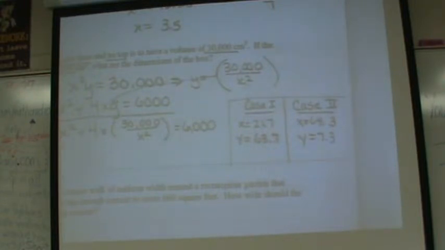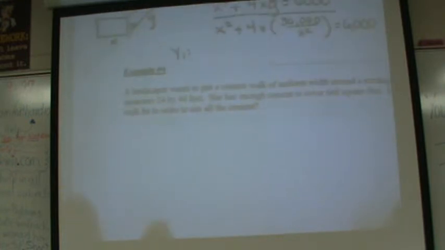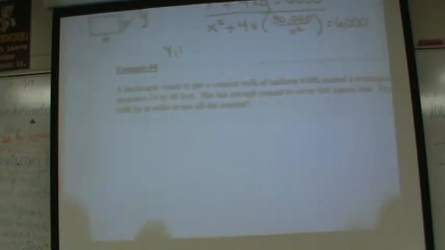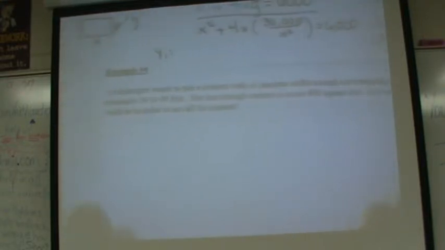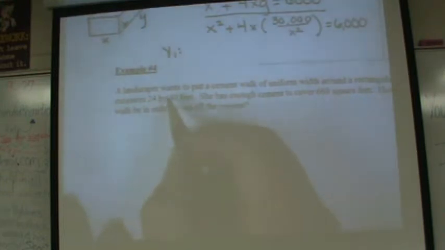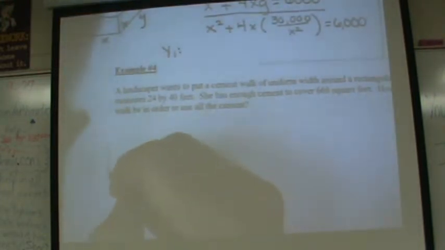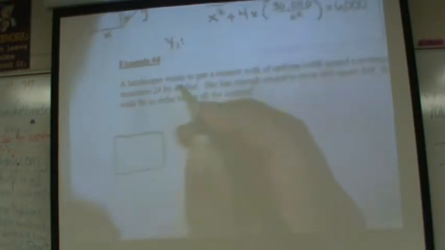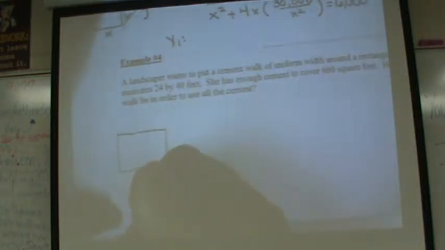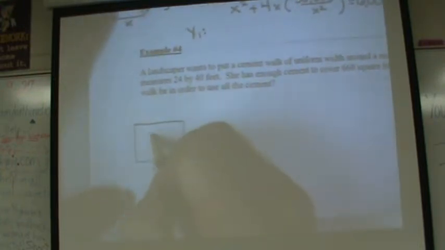Okay? All right, next one. A landscaper wants to put a cement walk of uniform width around a rectangular garden. Okay, so the garden is measuring 24 by 40 feet. So let's draw a little picture here. So the garden is 24 by 40. And it has beautiful flowers in it.